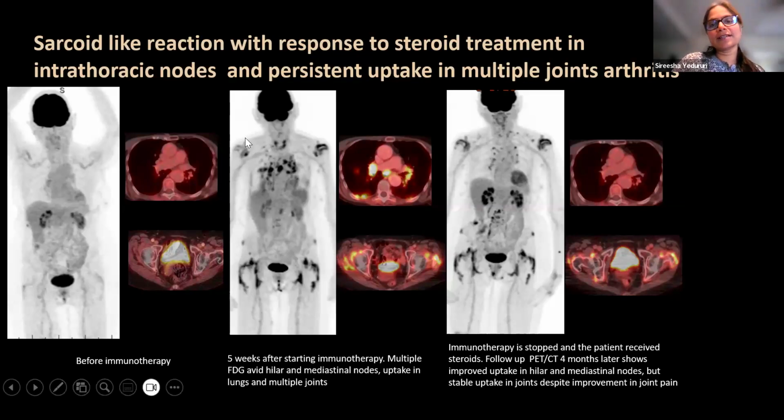And this patient also has uptake around the large joints. So this is multiple joint arthritis and also sarcoid-like reaction. On follow-up, the patient received steroids, the lung has improved, but the joint disease is still persistent. So sometimes they show variable treatment response; different findings show different responses to treatment.